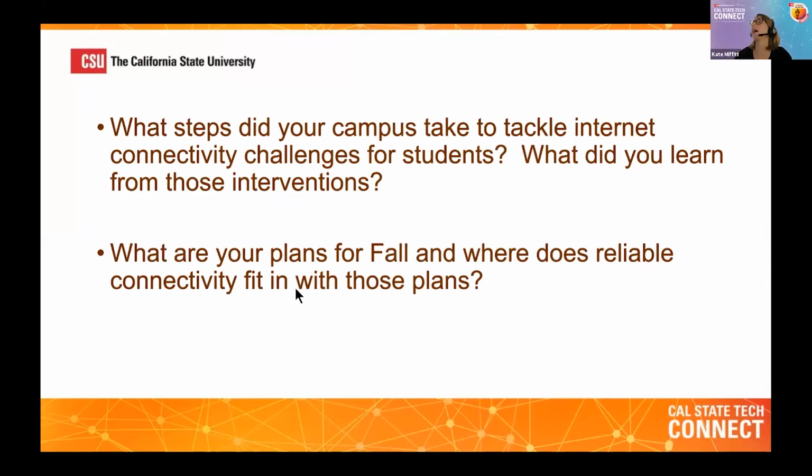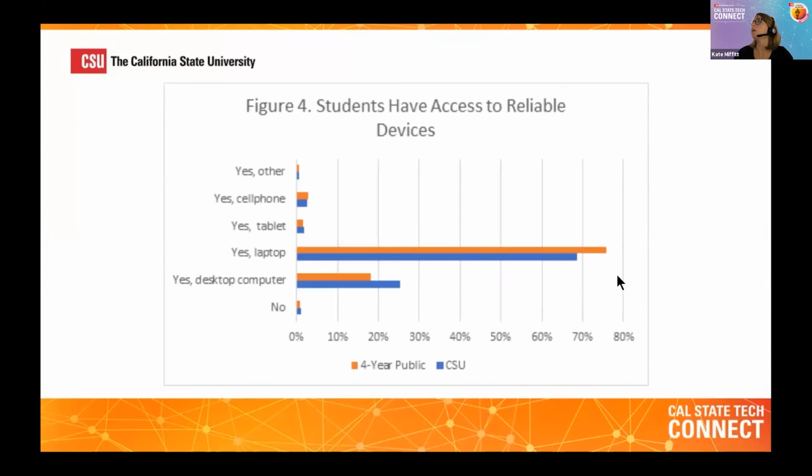Thank you. All right, so I'm going to share a couple more data points, and we'll take a look at the responses regarding device access. So the rates of students replying that they have access to a device are much higher than access to internet. So really only about 2% of students reported that they didn't have access to a device, and most students are completing their coursework on a laptop.